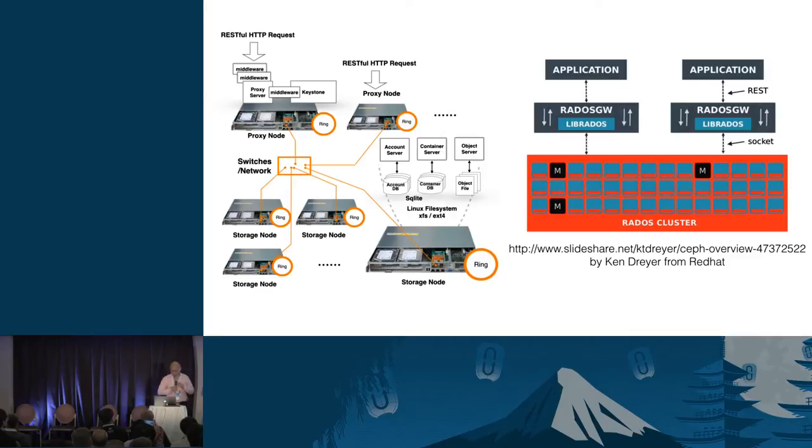Then in Ceph, we use a RADOS gateway. The RADOS gateway translates the RESTful object APIs into the native object API, the APIs of RADOS, the Reliable Autonomic Distributed Object Store. The communication between the RADOS gateway and the RADOS cluster uses sockets, but the RADOS gateway provides RESTful APIs to the applications.